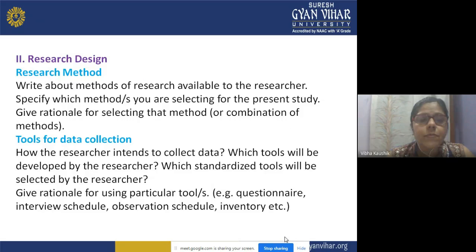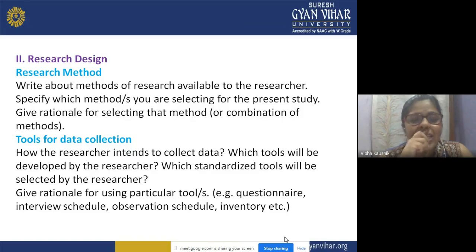Now, research design. Write about methods of research available to the researcher. What are the different methods available for my research? Specify which method you have selected for your present study. Give rationale for selecting that method, why you have selected that method. You have to specifically state that this is the reason why I'm selecting this method.